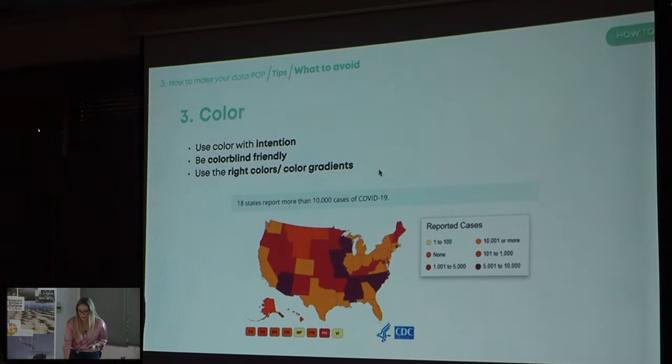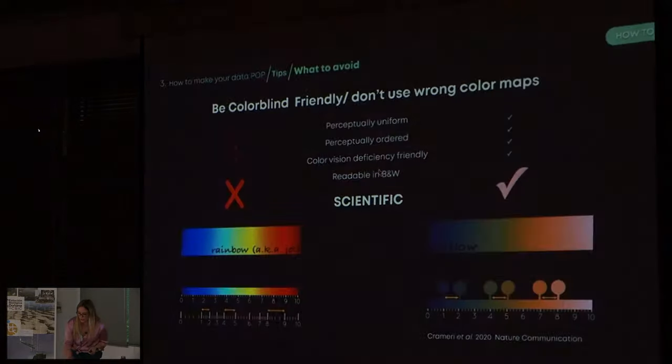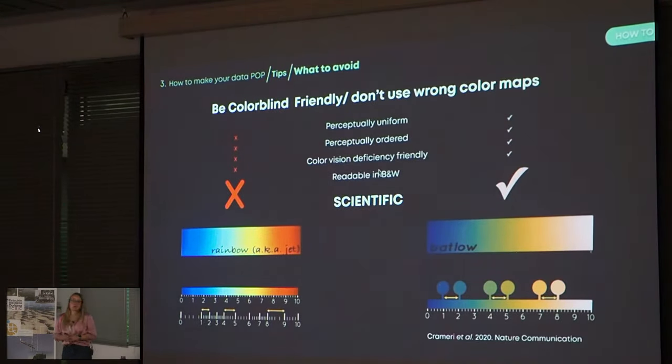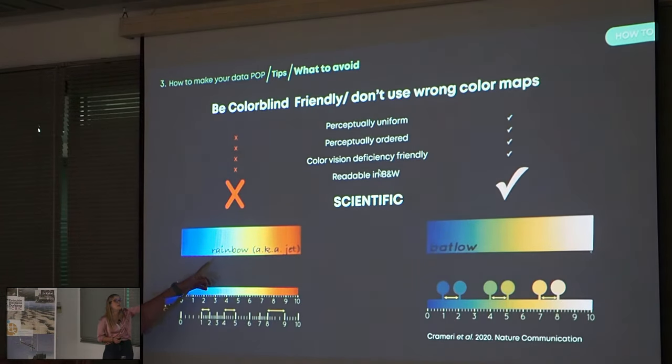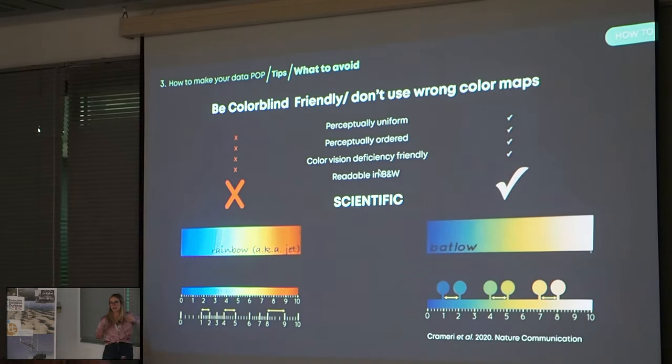So choosing the right color maps brings me to this. I'm sure most of you have used this color map at some point. It's really common. It's the rainbow or jet color map. And it's totally scientifically incorrect, especially if we're talking about sequential data.